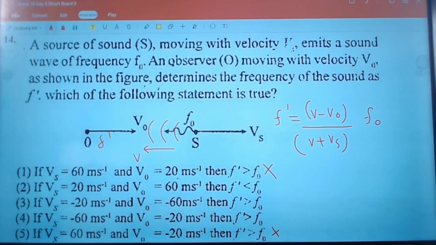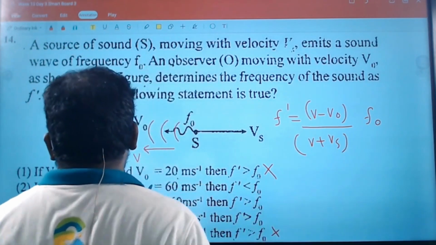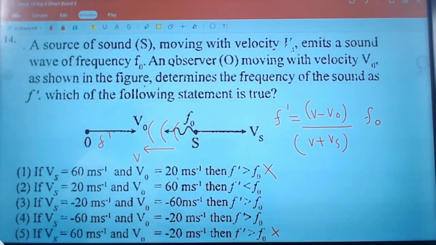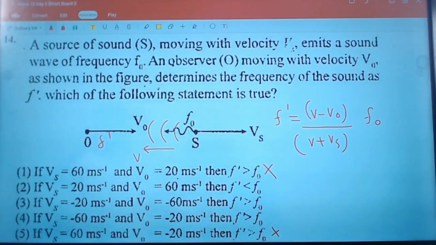Which of the following statements is true? So velocity of the source 20, so here 320. Velocity of the observer 60, so 240. 240 over 320 means F dash is smaller. So the correct ratio, I mean F dash is going to be smaller than F naught. I will check whether the ratio of the answers is correct.